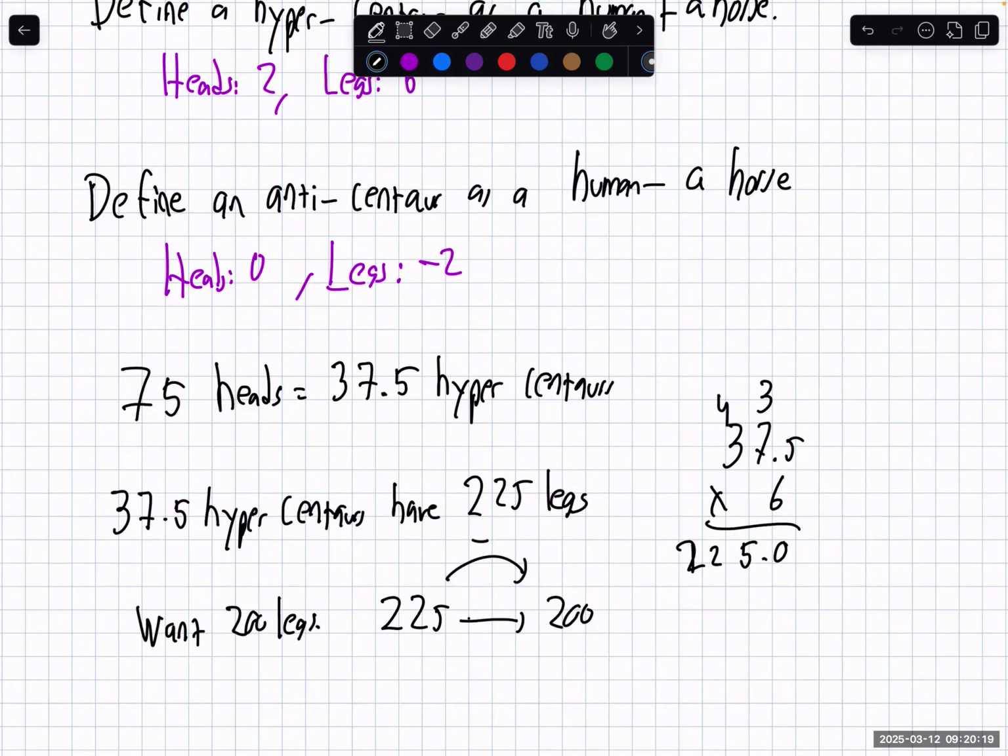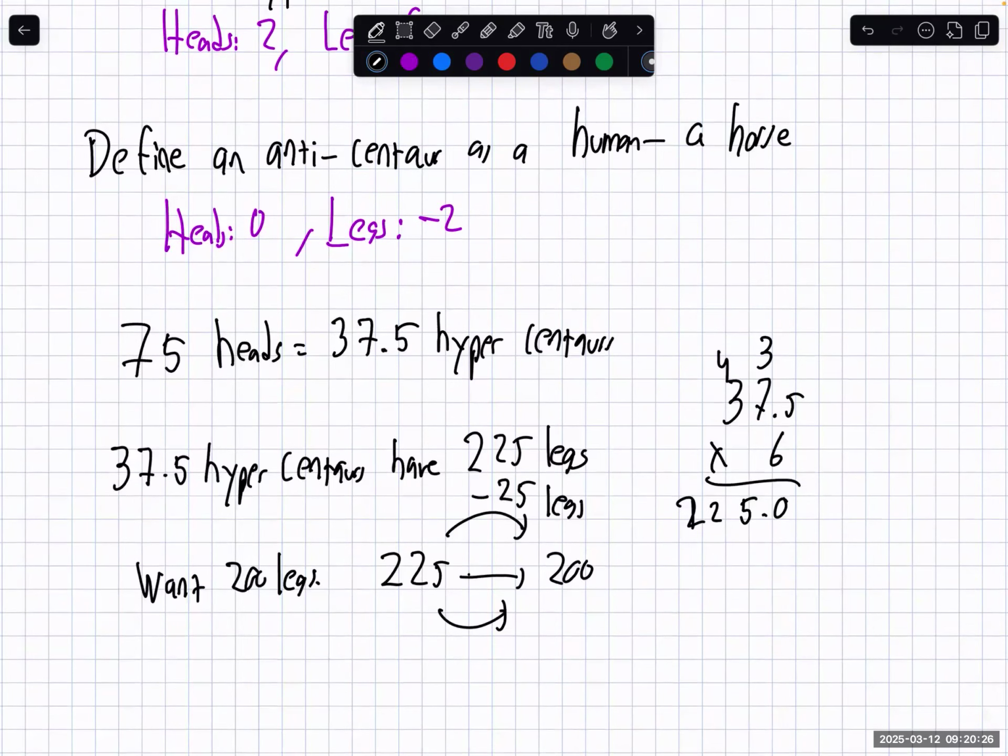So how many legs do I have to lose? You have to lose 25. So how many hypercentaurs? Yeah, so I lose 12.5. That was anti-centaurs. Oh, anti, right. Oh, no, so it's plus 12.5 anti-centaurs. So every anti-centaur gives us -2 legs.